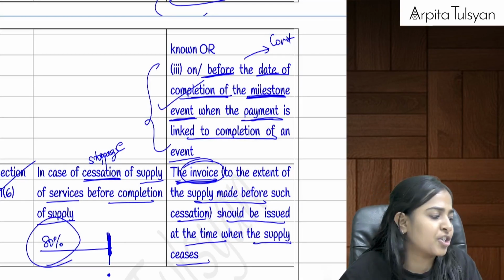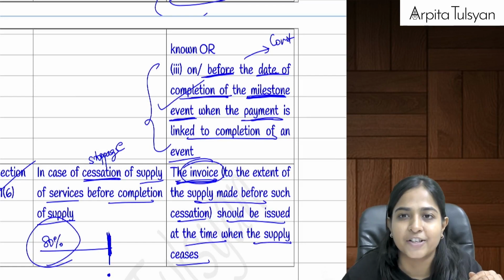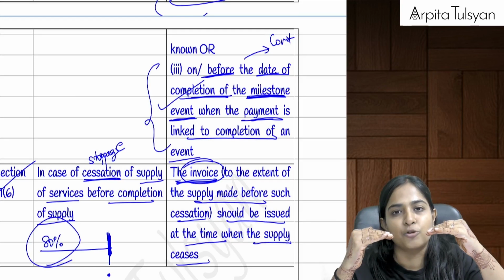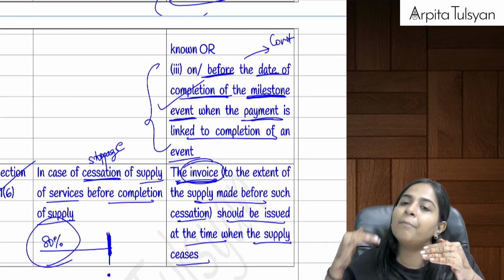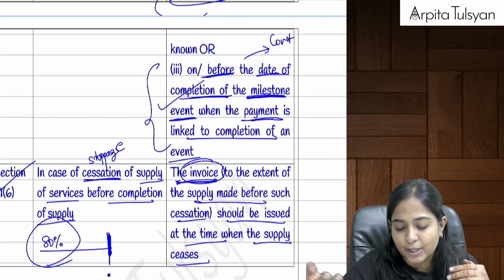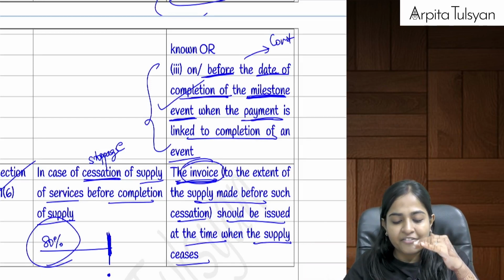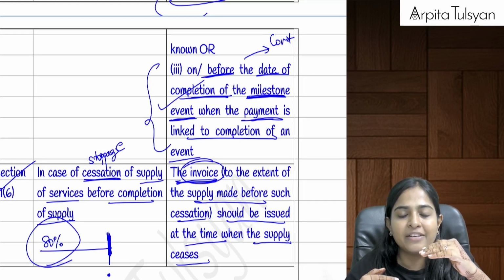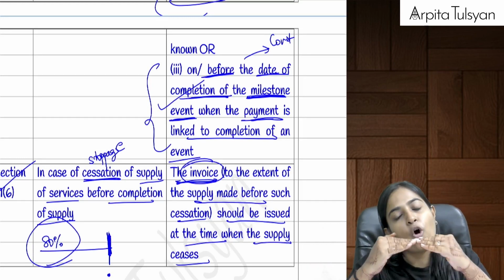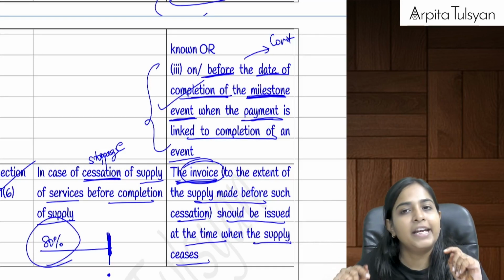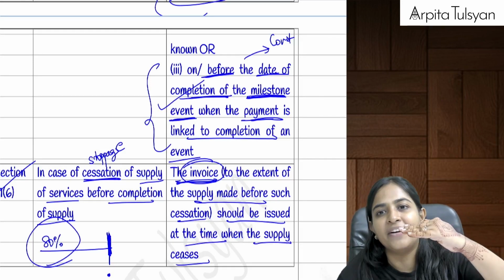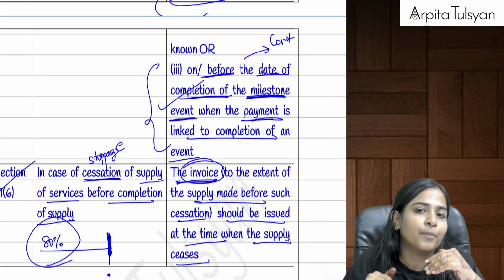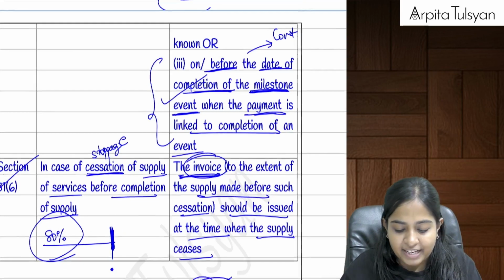Let's take the example of construction. You must have seen what generally happens in case of construction services. They say that whenever this much percentage of work is completed, this much payment is to be done. Example, 20% work completed, 20% payment is to be done. That is a continuous supply of service. So whenever that milestone event linked to payment is completed, on or before that day the invoice should be issued. As soon as that event is completed, we issue the invoice to the recipient, and the recipient makes the payment. Very clear with this? Yes.